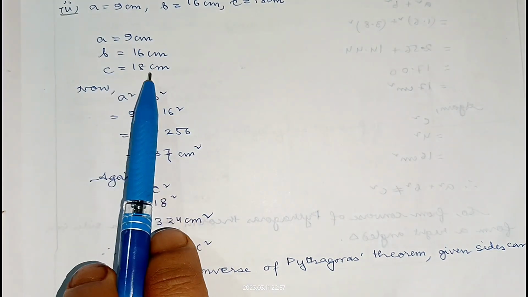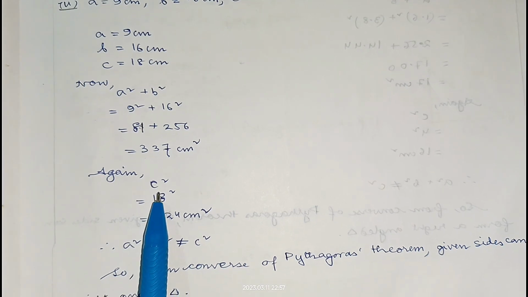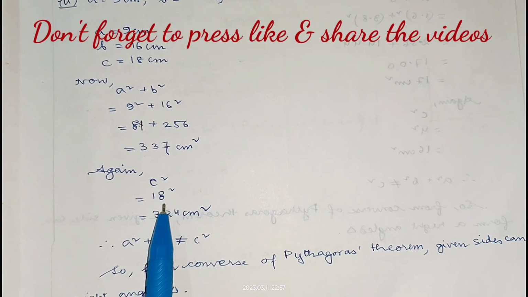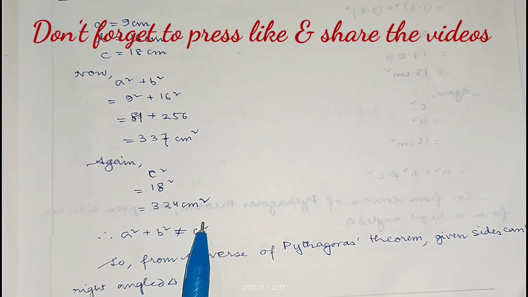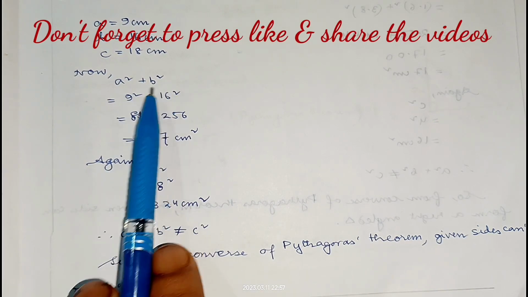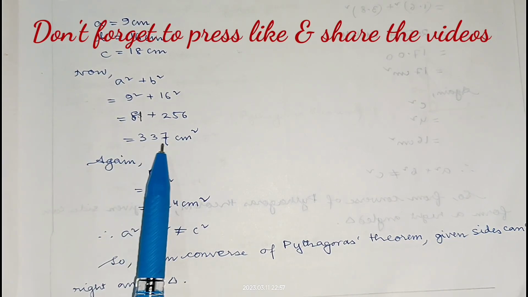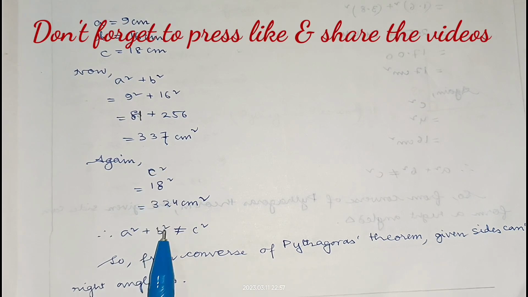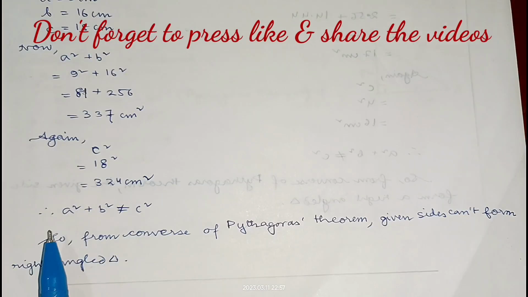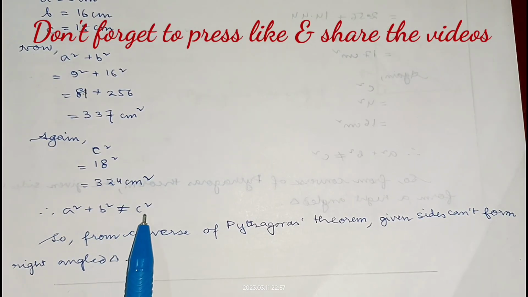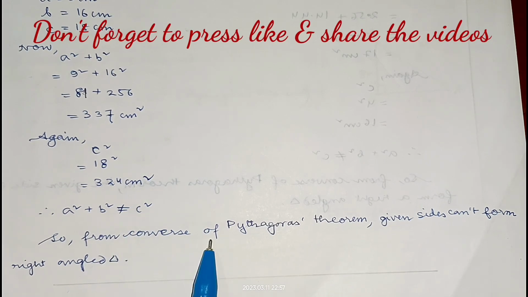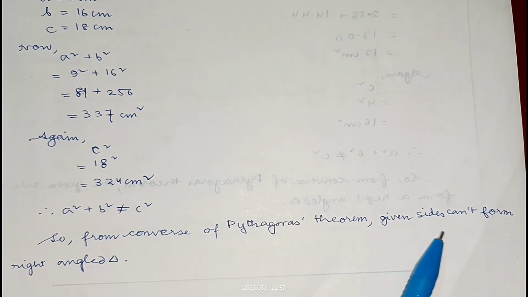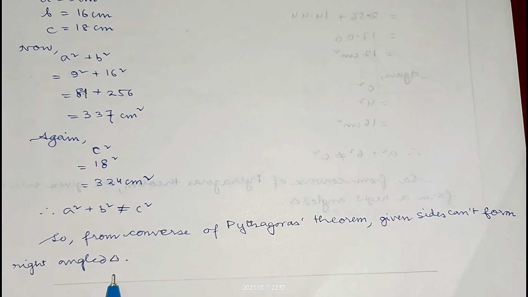Again, out of these three, 18 is the longest side. If we take the square of the longest side, it will be 18 square, and 18 square is 324 centimeter square. So A square plus B square, which is 337 centimeter square, is not equal to 324 centimeter square. Therefore, A square plus B square is not equal to C square. So from converse of Pythagoras theorem, given sides cannot form right angled triangle.